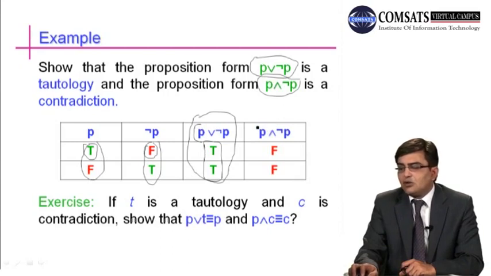And in the last column, P and not P, we can see that every truth value of this compound proposition is false.